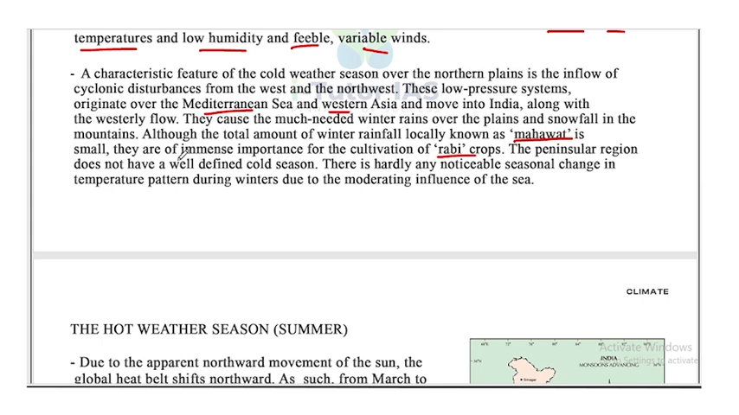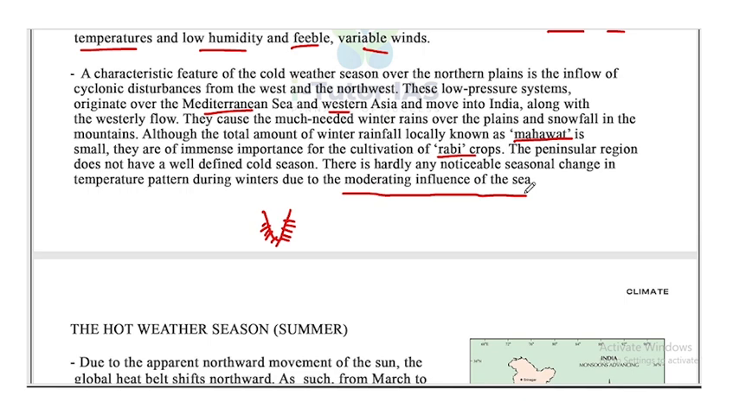The peninsular region does not have a well-defined cold season, because it is near the sea and the ocean affects it with a moderate condition. There is hardly any noticeable seasonal change in the temperature pattern during winter due to the moderating influence of the sea. So that's about the cold weather season or winter.